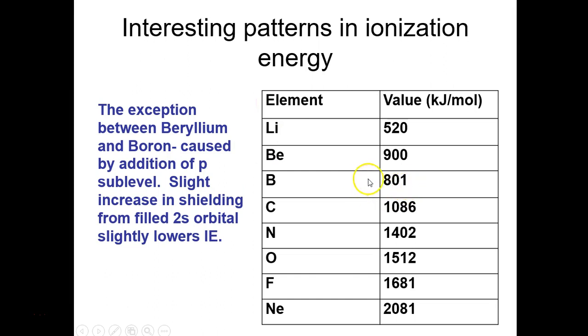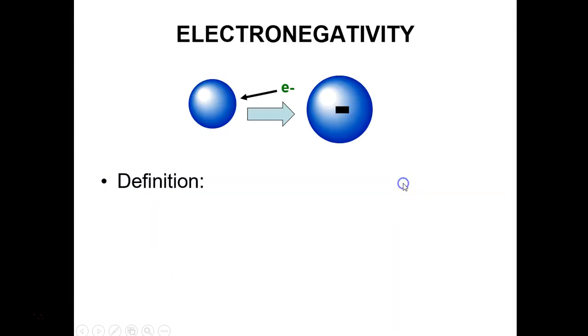So once we go from beryllium to boron, we're going to go from a full 2s to just beginning to put electrons in the 2p. Now that full s sublevel will create a small shielding effect on that electron that's added to the p sublevel. So it makes that p electron a little bit easier to remove.